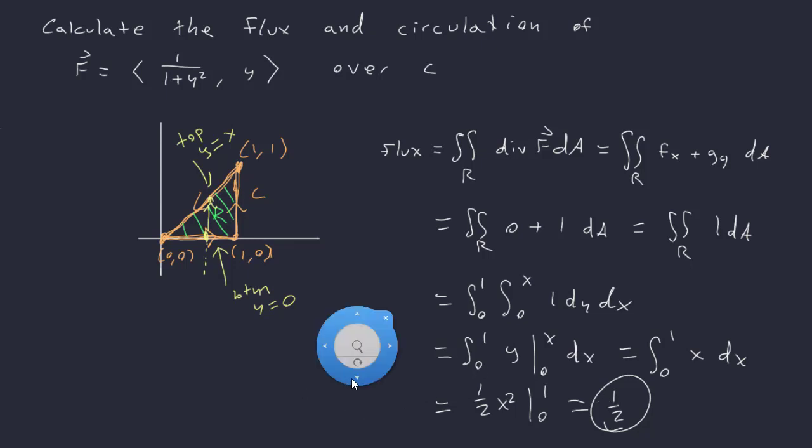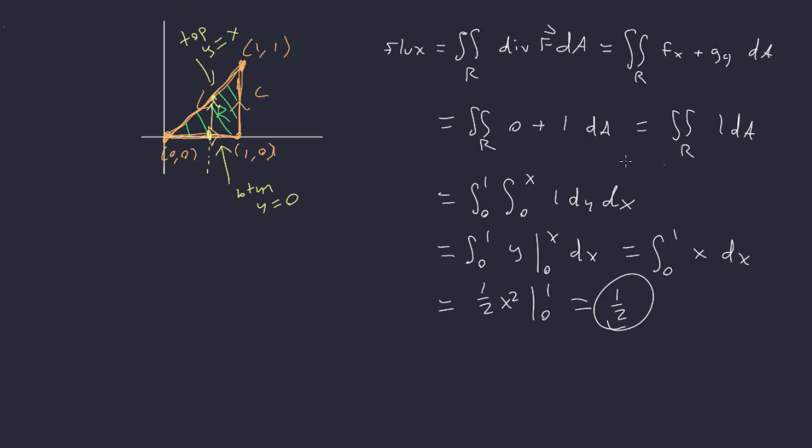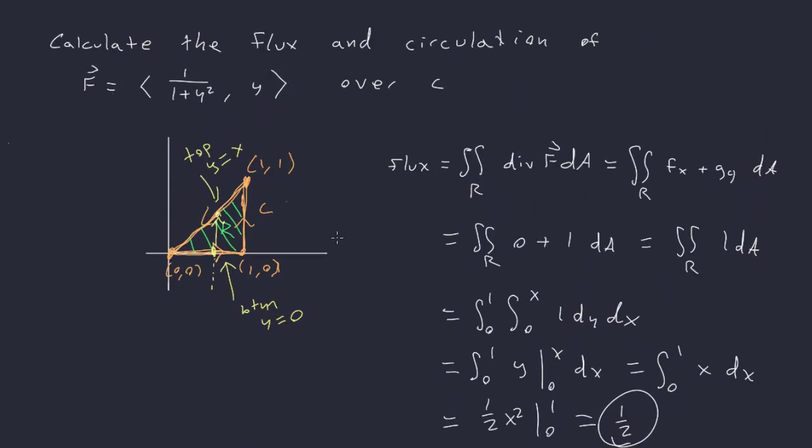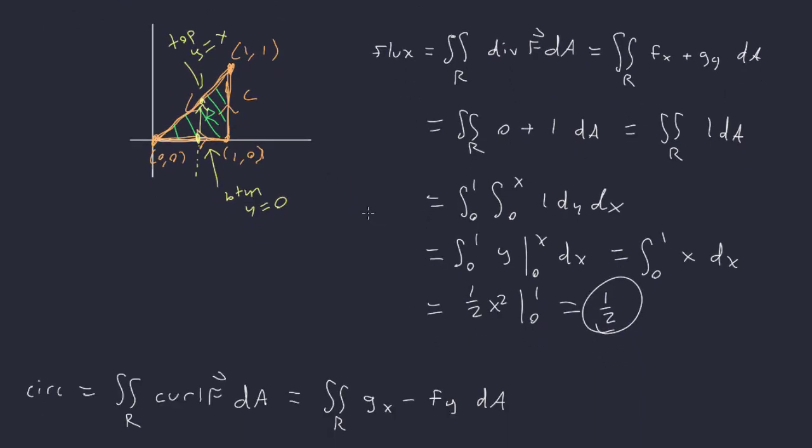Now let's find the circulation. Thankfully we can use these same limits that we just found, but the circulation is going to be the double integral over R of the curl of F dA. Well, the curl is g sub x minus f sub y. And if we take a step back to see what our capital F was, g sub x will be 0.